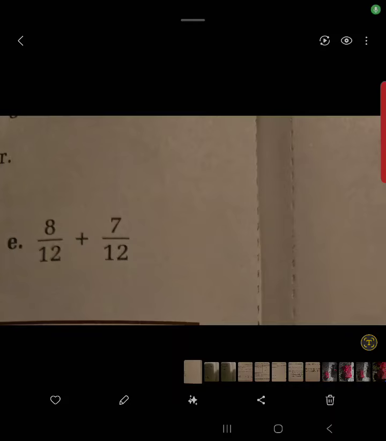Ladies and gentlemen, this is question E on page 284, right about the middle of the page. This is the last lesson practice. Again, it says simplify. Okay, so again, we got lucky once again. They have the same denominator, don't they? Because both of them have a 12.